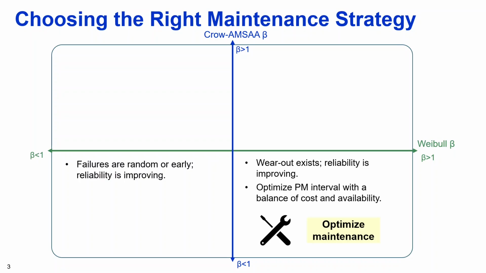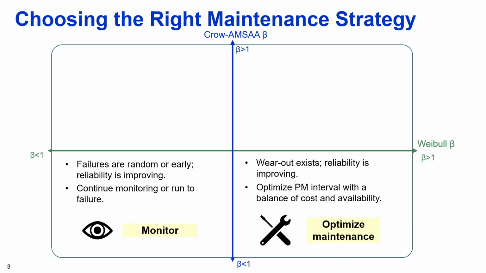And then let's take a look at the bottom left quadrant. Here the failures are random or occur in early life. Replacing those components on the schedule is unlikely to reduce failures. At the same time, since reliability is already improving, continued monitoring and a run-to-fail strategy is usually sufficient.